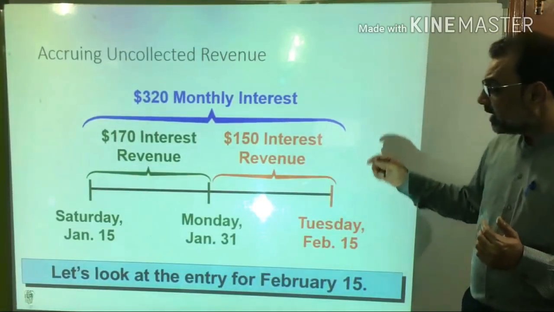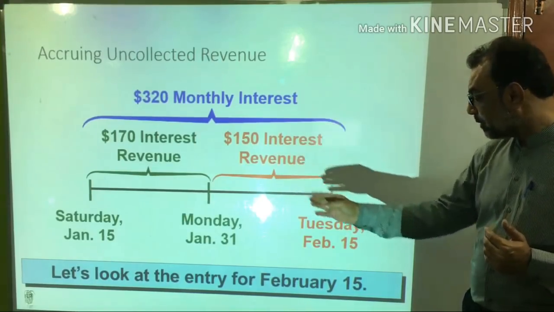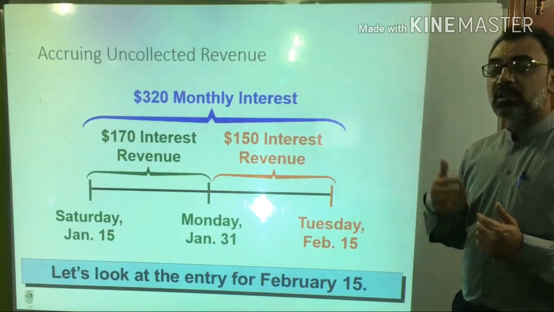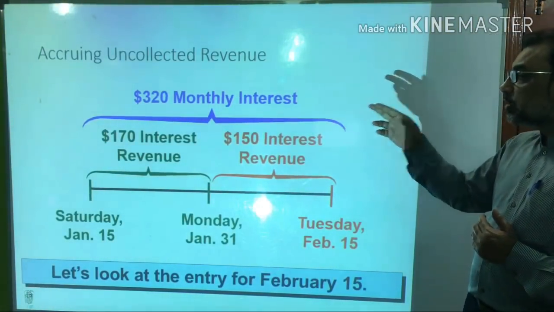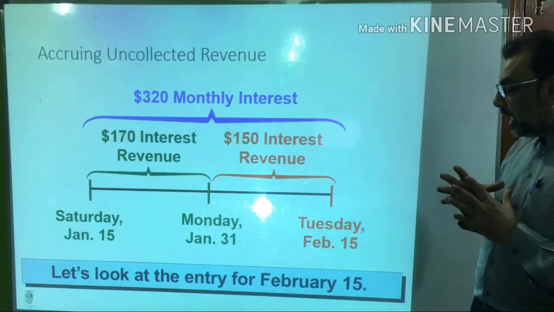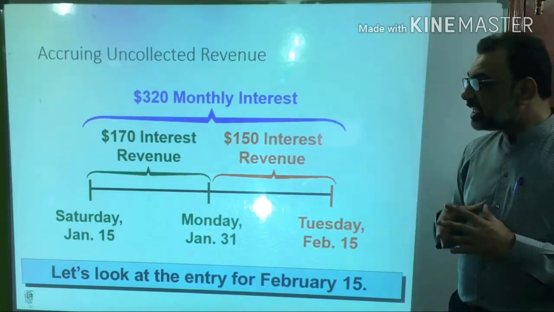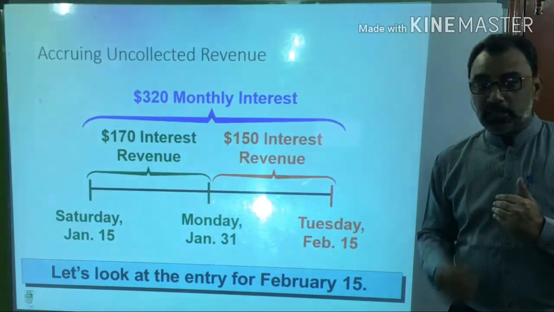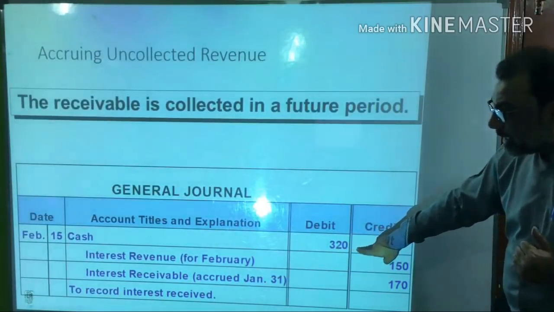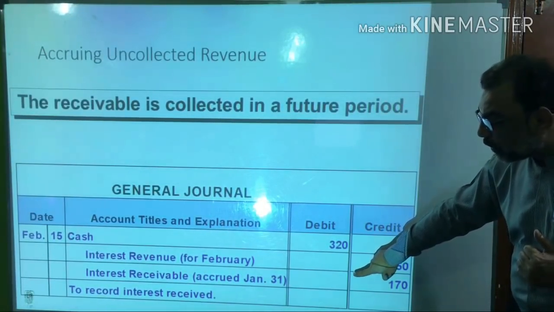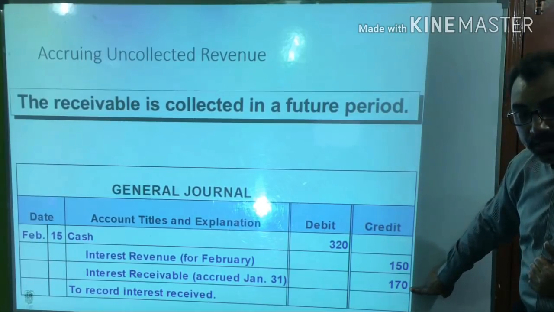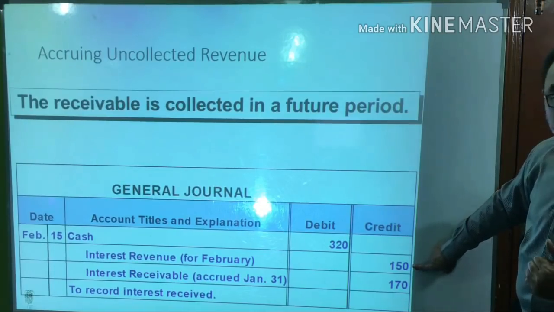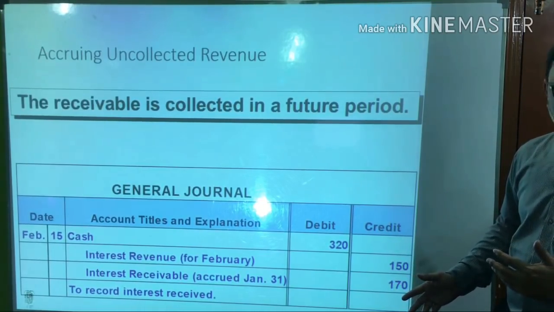Now let's say that from 1st of Feb to 15th of Feb, a further amount of interest revenue, 150, is recognized or earned. So altogether, the total monthly interest is 320. At this moment, the adjusting entry that has already been passed is for 170, and you have received 320. So you will pass the entry: 320 cash received; the interest revenue for the month of January that you had already passed as an adjusting entry, that is 170; and the interest revenue for the month of Feb is 150. So this would be credited, right?